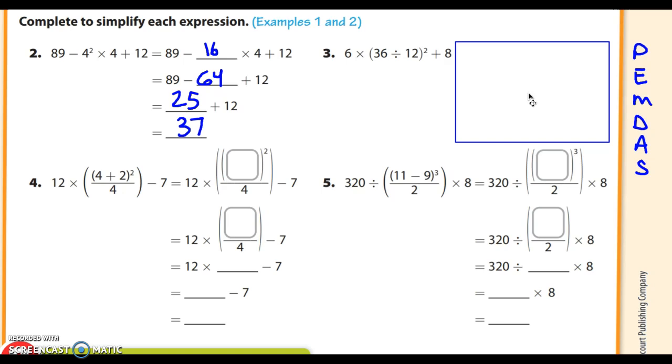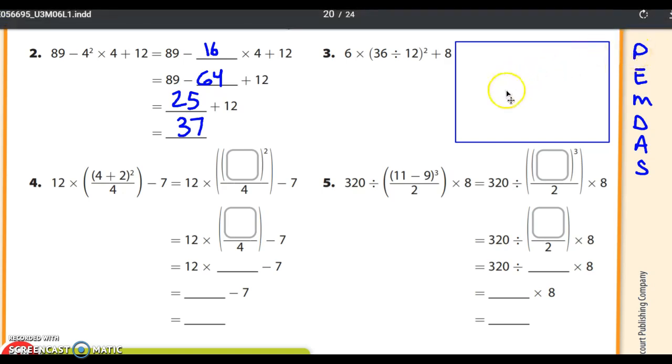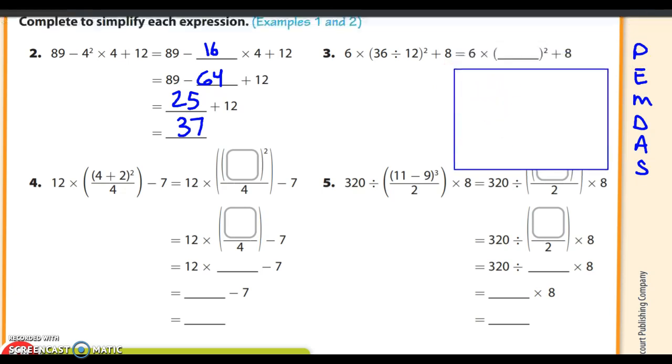Notice on number 3 we've got parentheses, so that's going to go first. Believe it or not, what they want you to do is just focus on what's inside the parentheses. Don't worry about the squared. That's exponents, and that's the second step. We have to do parentheses first. 36 divided by 12 is 3, so I'm going to put a 3 right here.